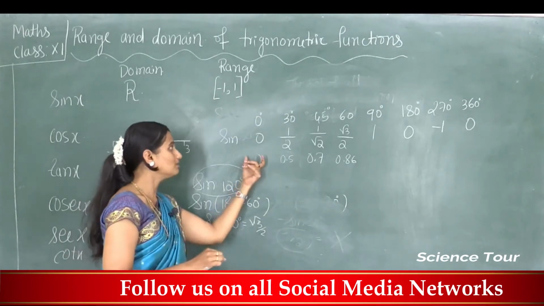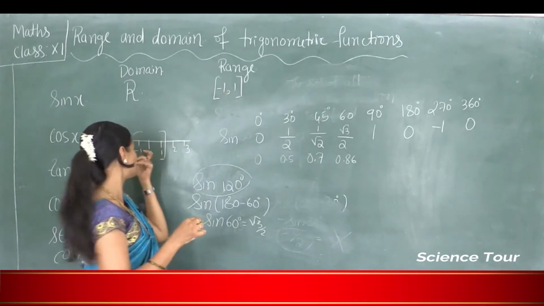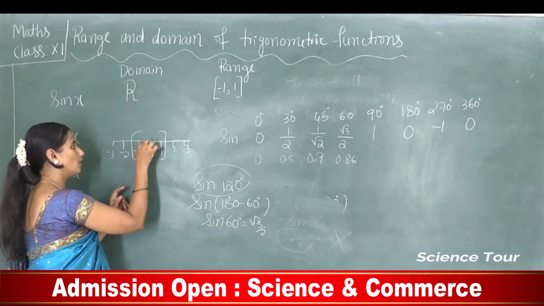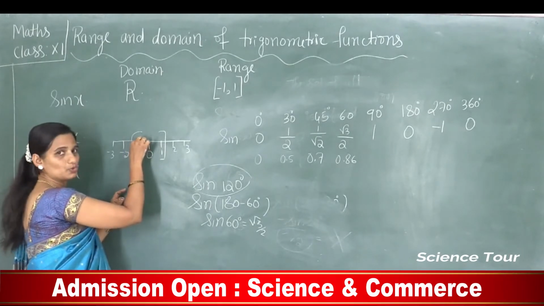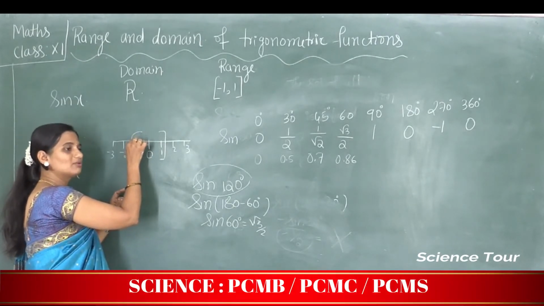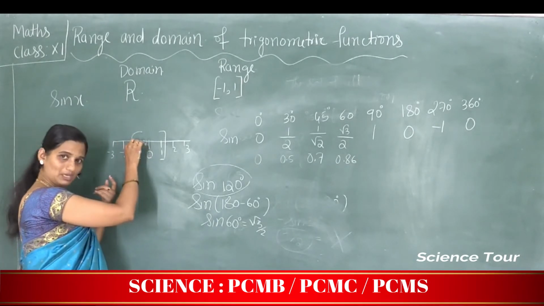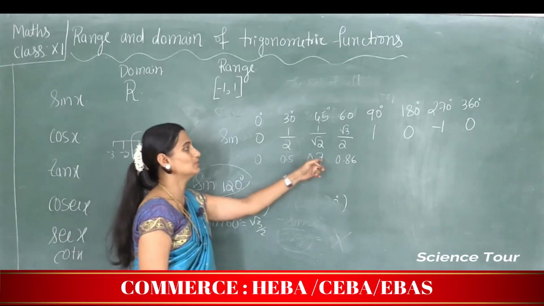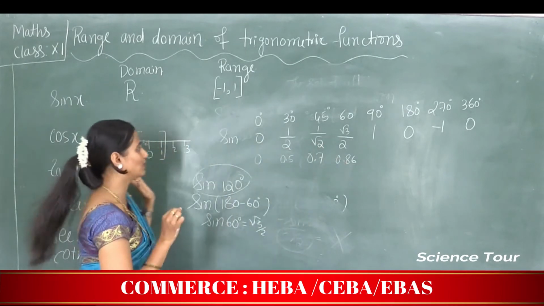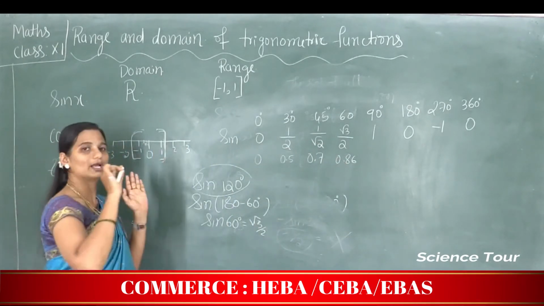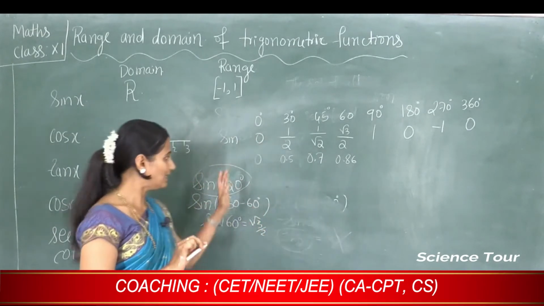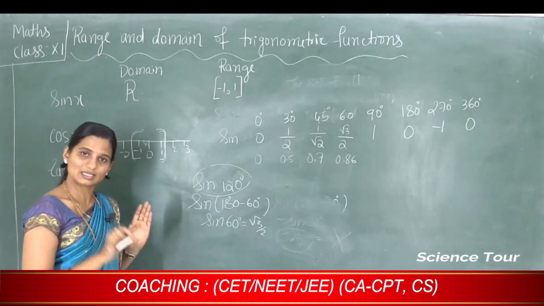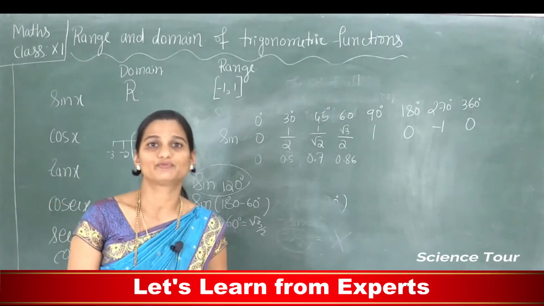Within that we may get -1, then 0 next. In between we may get -0.1, -0.2, -0.5, -0.6, -0.7, -0.9, -1. You may get those values, and 0, 0.1, 0.2, 0.3, 0.4, 0.5, 0.6, those values we get. But within this, that is called the range. Whatever the sine angle, the value is always within this. It does not cross these two limits. Clear, this is the range and domain of the sine function.